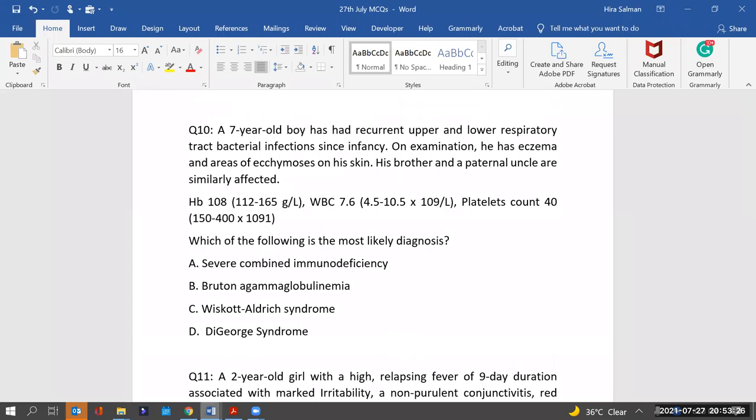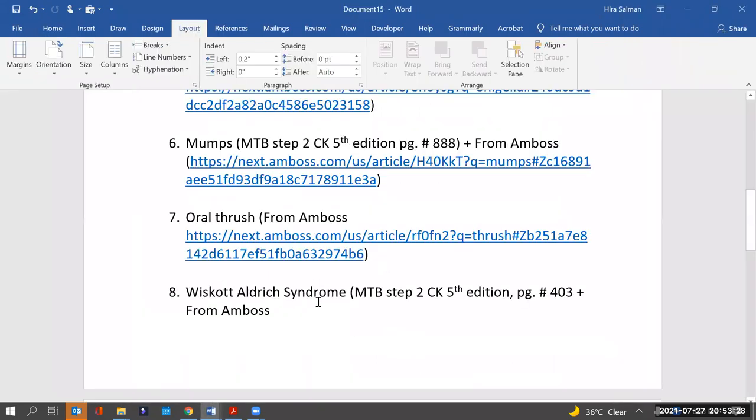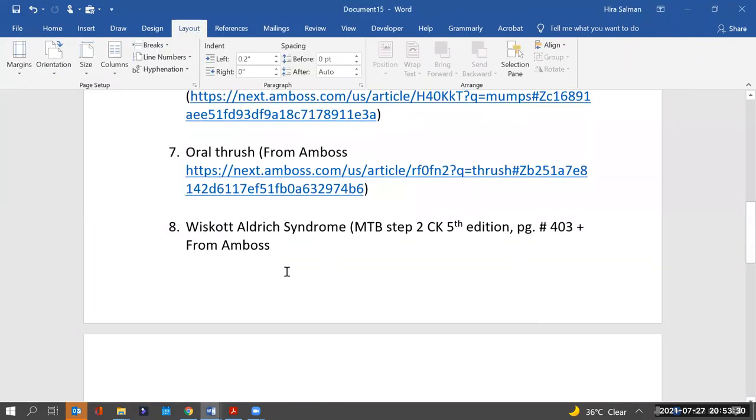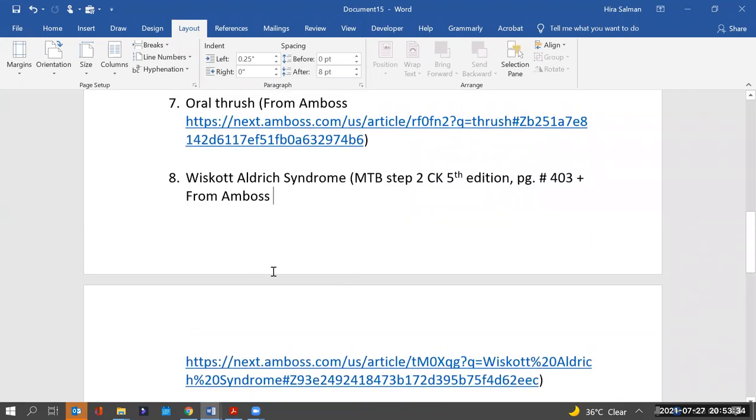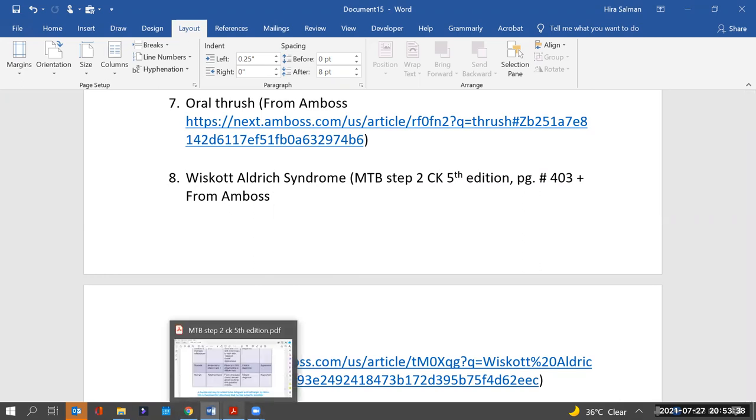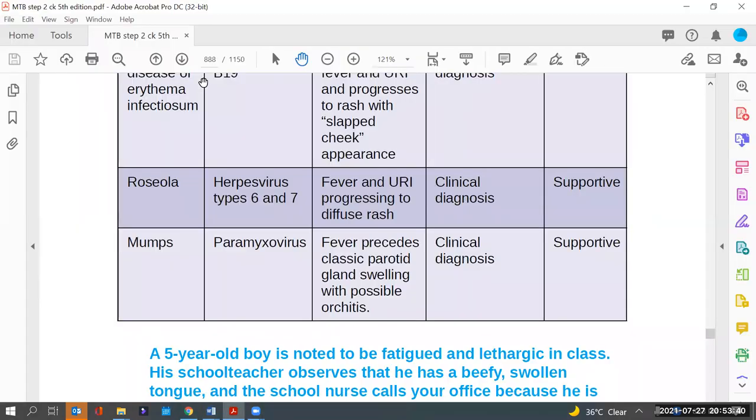The next one, we'll go for the theory first. Then we have Wiskott-Aldrich syndrome. For this one, we'll go for both of these, MTB and this one. In MTB, it's not in much detail, but I wanted to show you in MTB.